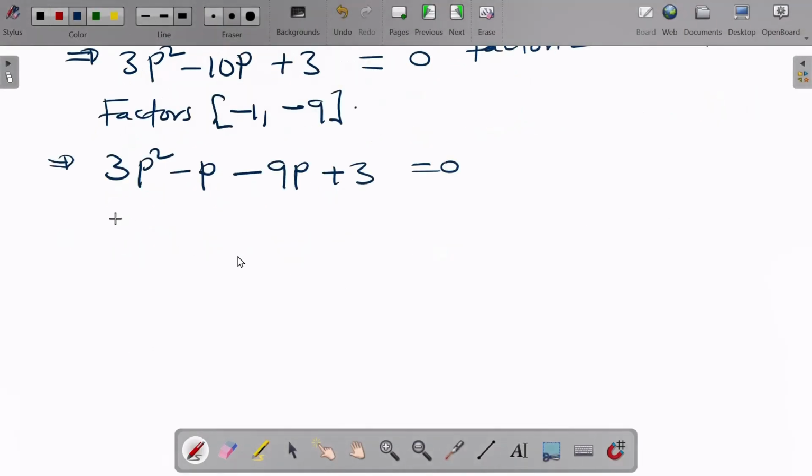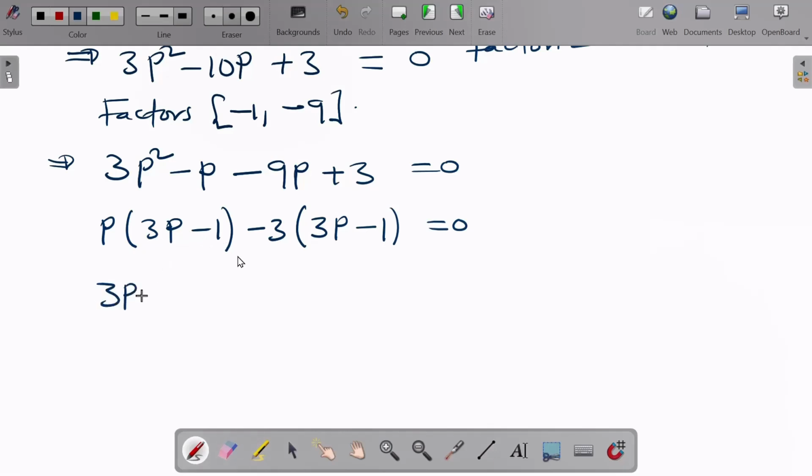Let's factorize out. p is common, we pull it out, and we shall remain with 3p minus 1. Then we pull out the -3 which is common, and here we shall be remaining with 3p minus 1. 3p minus 1 is common, we pull it out. So we have 3p minus 1 into p minus 3 equals 0.